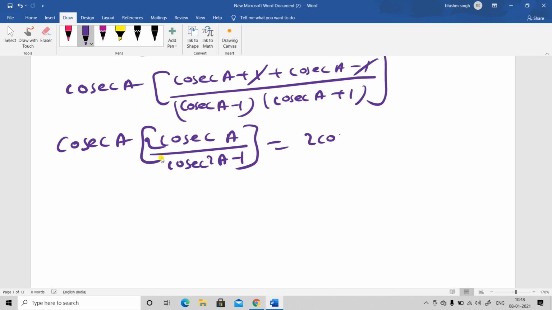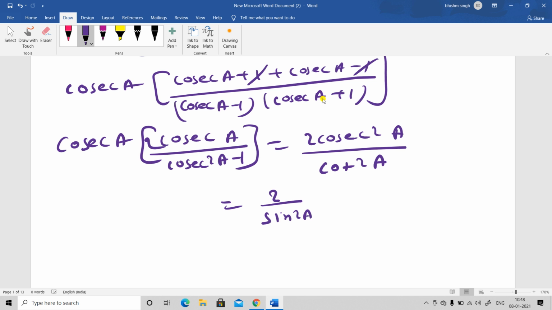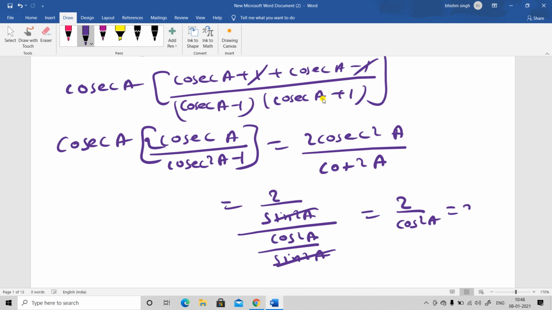Okay, that is equal to 2 cosec square A divided by cosec square A minus 1. So cosec square A minus 1 is how much here? You know that cosec square A minus cot square A is equal to 1. So cosec square A minus 1 is equal to cot square A. Okay, and now what I will do, this one 2 by sin square A I can write like this, and cot square A I can break like this, cos square A divided by sin square A. So this cancels, 2 by cos square A, that is equal to 2 sec square A. So this is your correct answer.